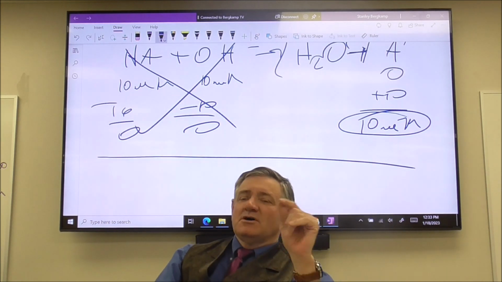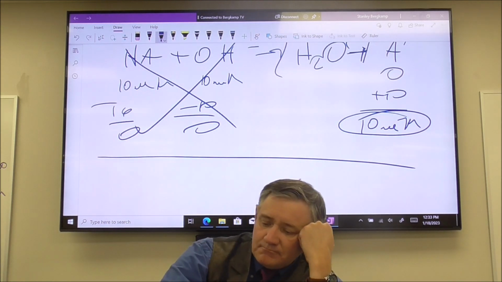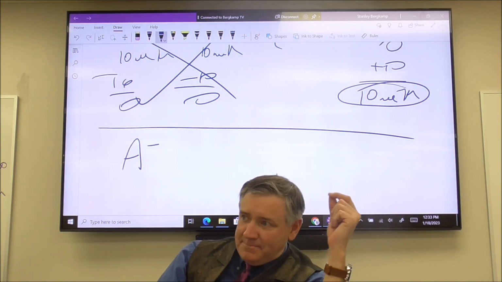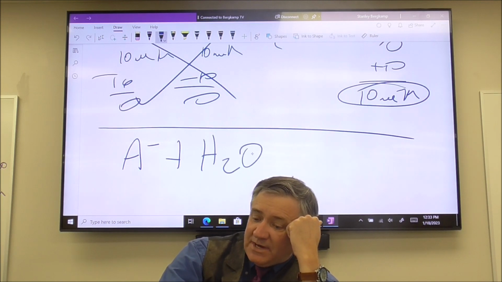Now, you have to start an entire new problem. What's going to happen is the anion is going to act as a base. It's going to go up to the water and say, yo, mind if I dance with your protons? Sure.